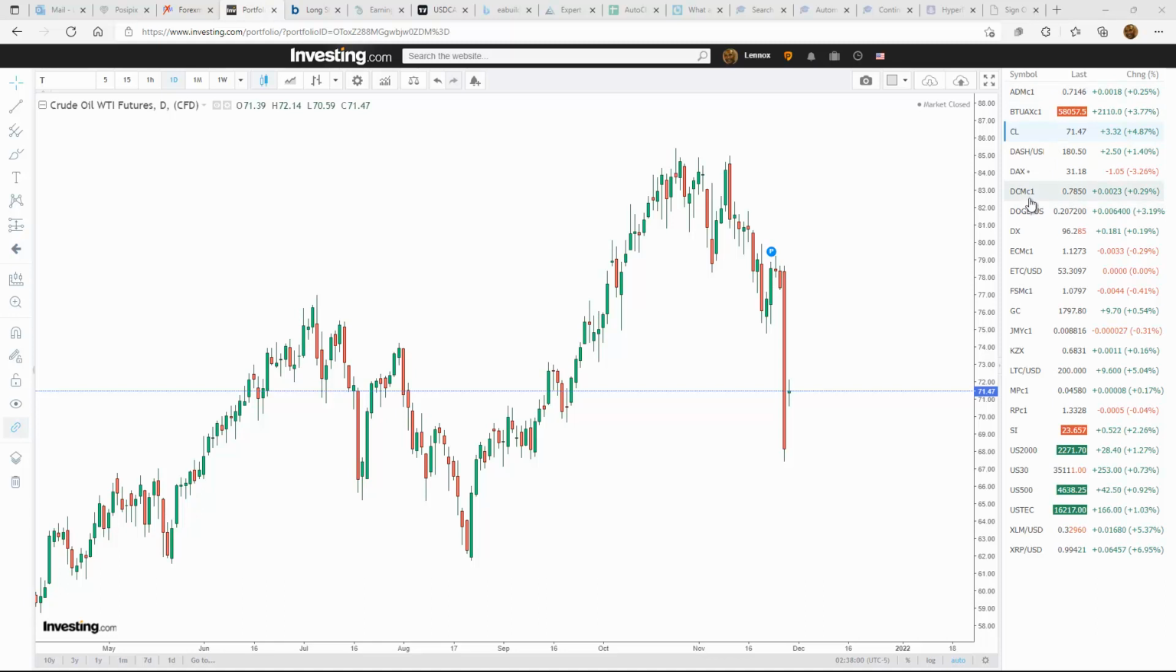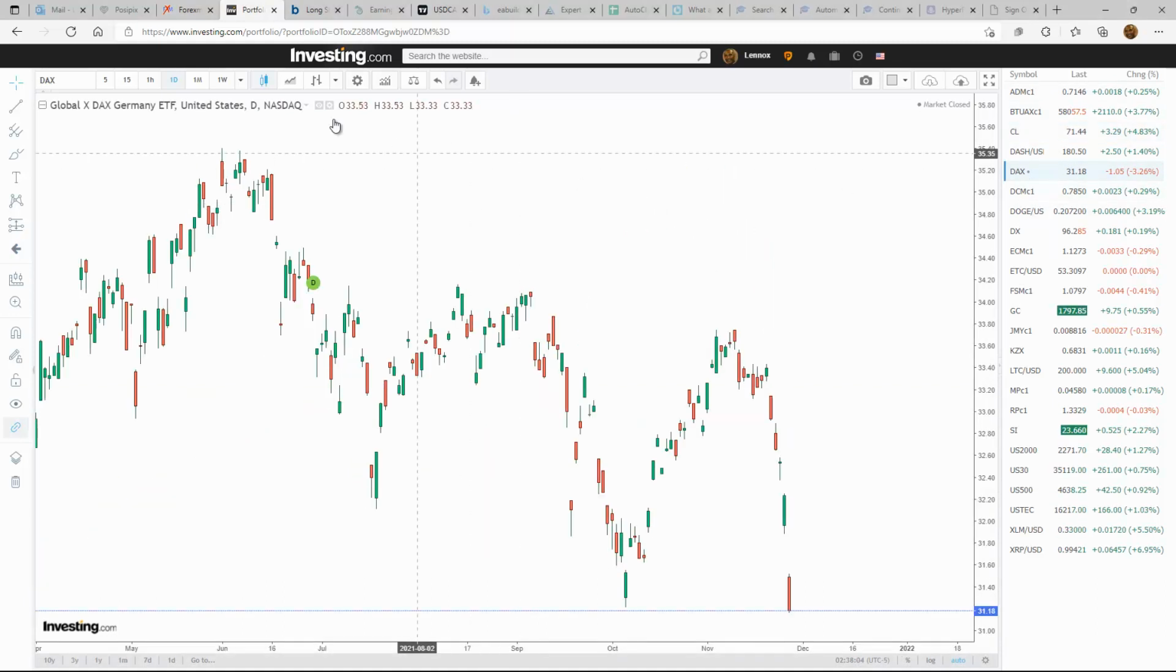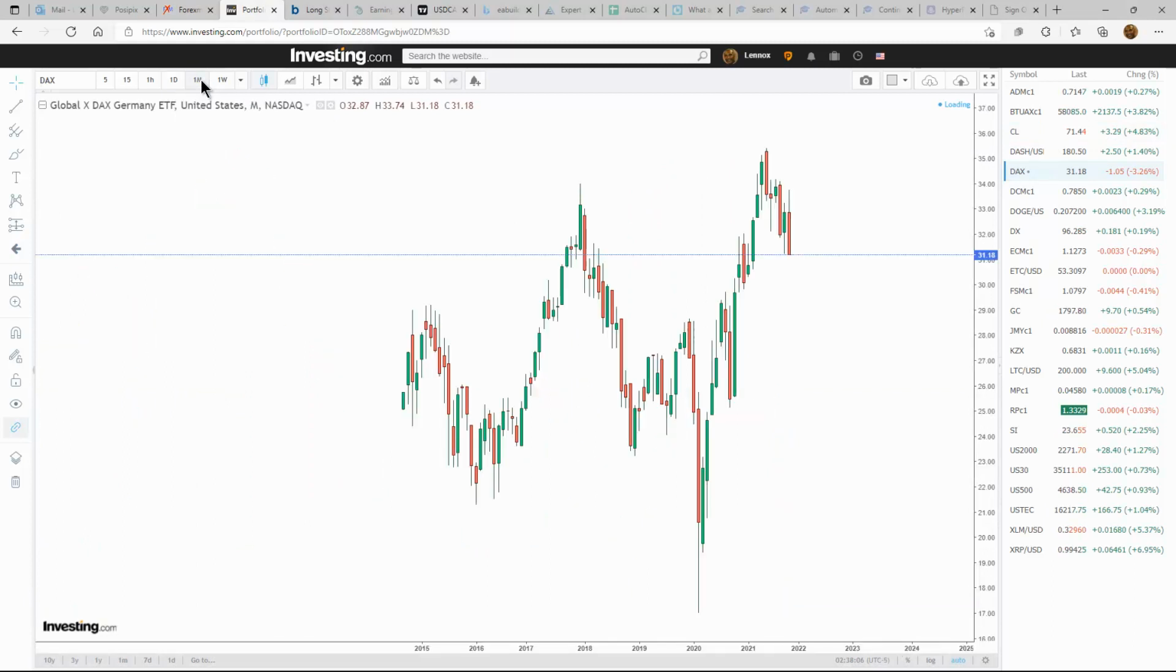Okay, let's take a look at the DAX. This is a German index. Let's go to the monthly.